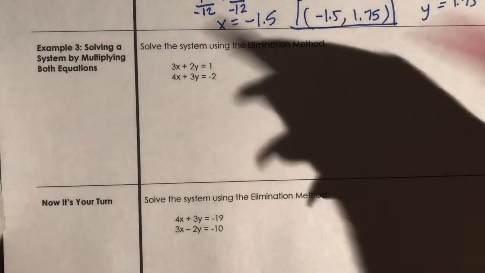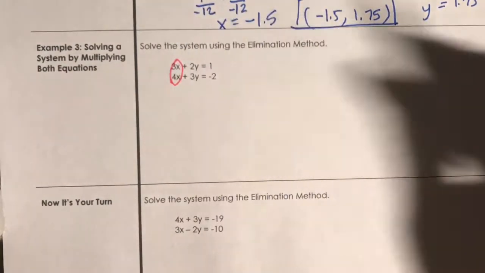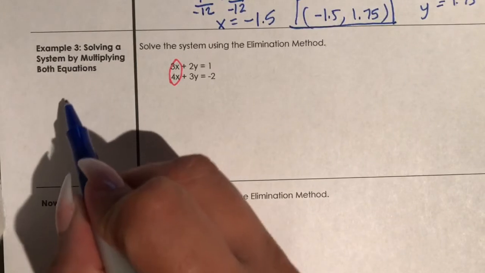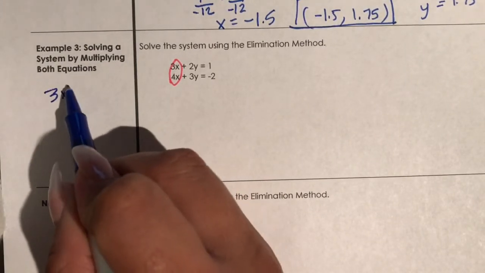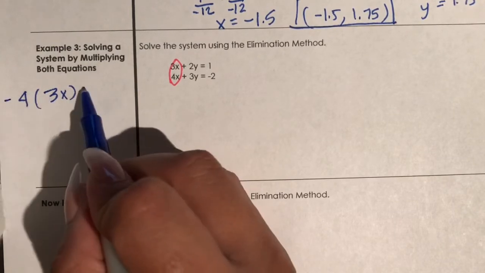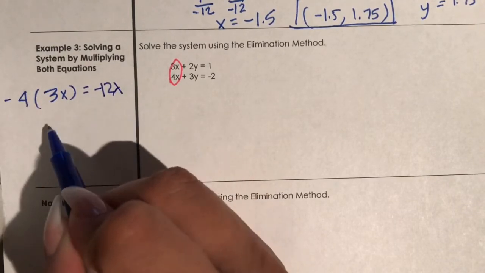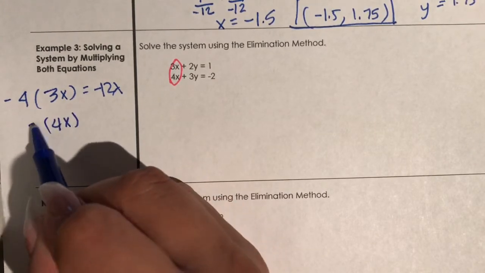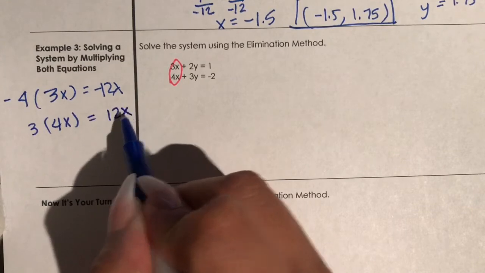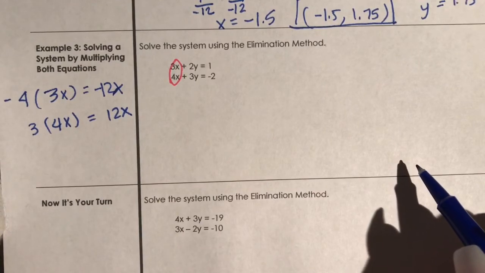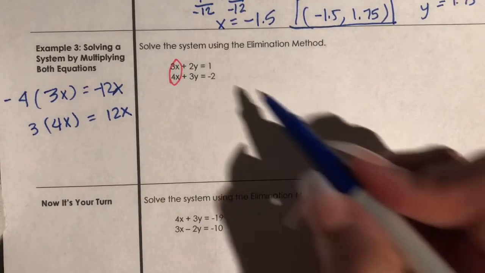I think in this case I want to concentrate on the x's because they are both multiples of 12. So what I mean by multiple of 12, if I have 3x and I multiply that by, excuse me, by negative 4, I'm going to get negative 12x. And then if I have 4x and I multiply it by 3, I'm going to get a 12x. And so with that in mind, both of those variables will be eliminated.